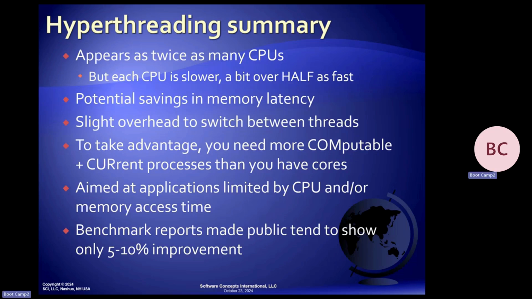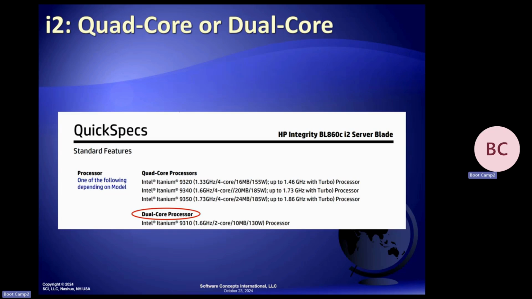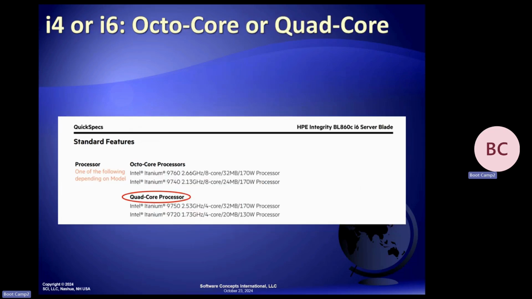So we'd like to see more than 5 or 10%, and you may be able to with later generations. We'll talk about that. Okay, so when you get an i2 server, you could get quad core, dual core. The i4 and i6 can do 8 core or 4 core. Depending on how much money you wanted to spend, those are possibilities.